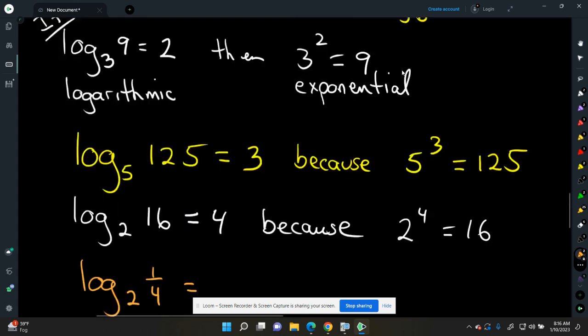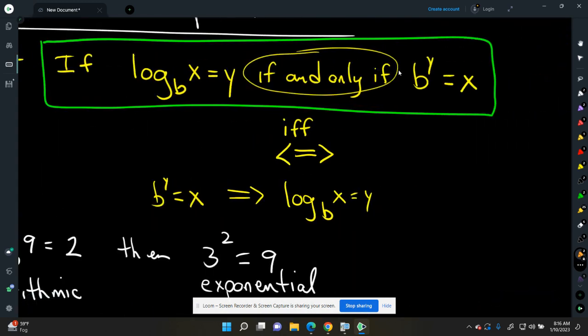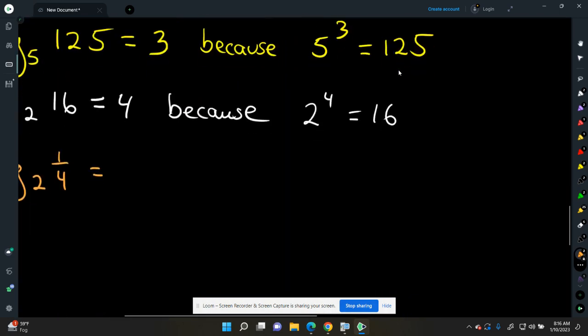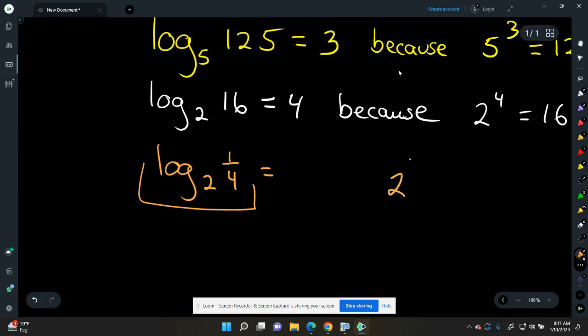Okay, let's look at the definition. Log base b of x equals y. So b is my base, right? So b to the y equals x. So b is my base. What's my base here? 2. So 2 to the y equals 1/4.